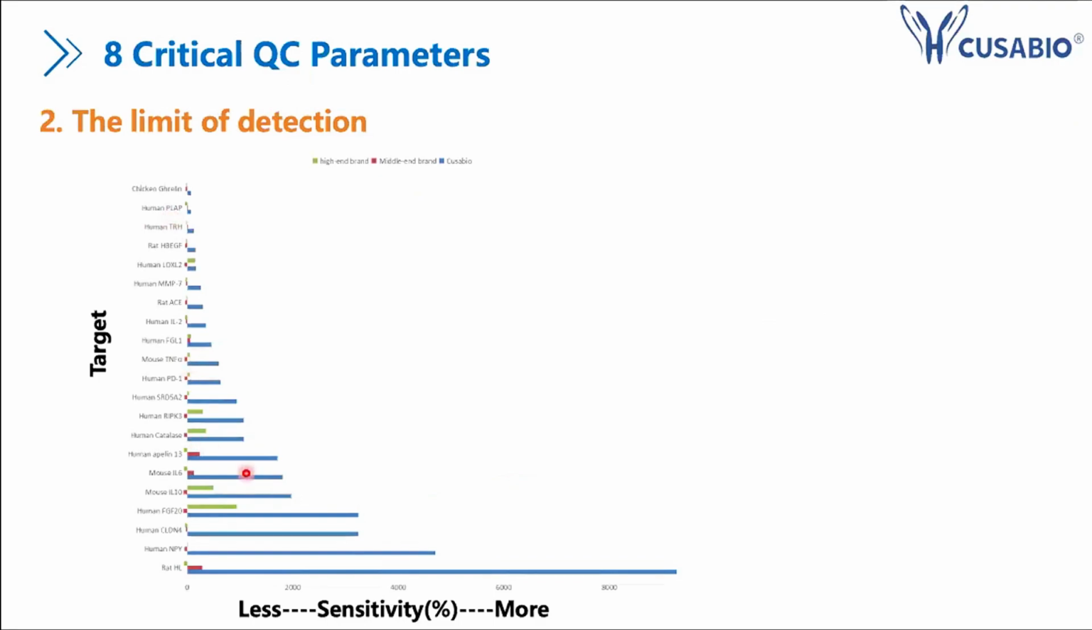And here is a figure summarizing the comparison between CUSABIO and two other brands. The y-axis is the different targets that we made a comparison on, and the x-axis is the sensitivity. As you see, CUSABIO showed a much better performance than the other two brands.